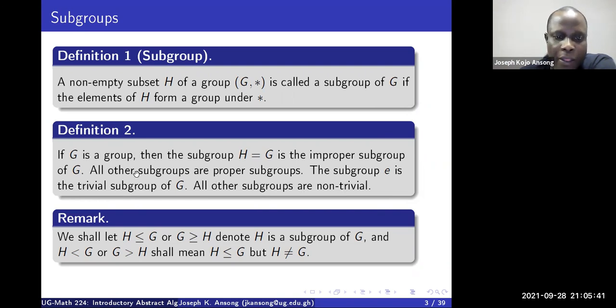Now this is a notation. When you see H is less than or equal to G, this is a notation to mean that H is a subgroup of G. If H is strictly less than G, it means that H is a proper subgroup of G. In other words, H is never equal to G. Okay, so these are notations that you will come across doing abstract algebra.